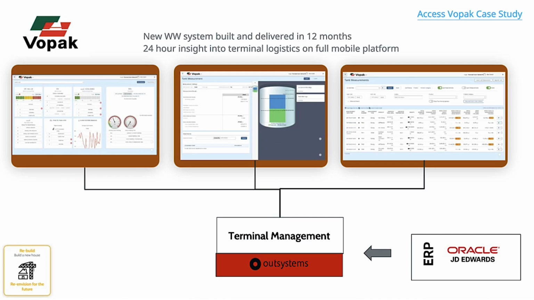They took a look at the timing, they took a look at the cost, and they started from scratch with Outsystems, and within a year, they delivered a worldwide system that gave them essentially 24-hour insight into logistics on a full mobile platform. And if you think about it, even if I were to start today and deliver a new commercial off-the-shelf program, it would take me a year anyway. So they really built to suit and built to the function of this application with Outsystems.